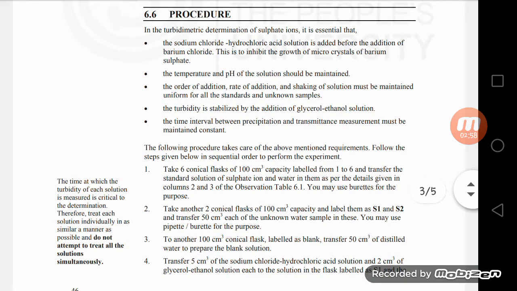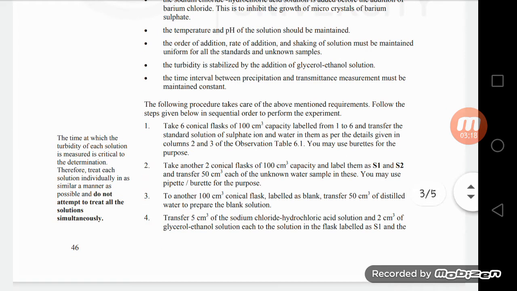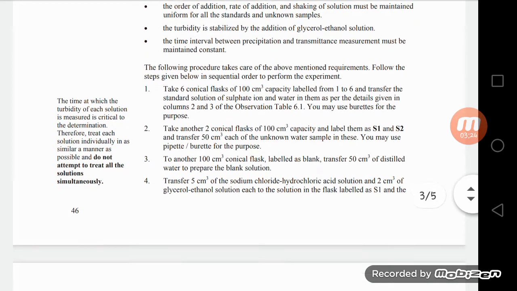The temperature and pH of the solution should be maintained. The order of addition, rate of addition and shaking of the solution must be maintained uniform for all the standard and unknown samples. The turbidity is stabilized by the addition of glycerol ethanol solution. The time interval between the precipitation and the transmittance measurement must be maintained constant.